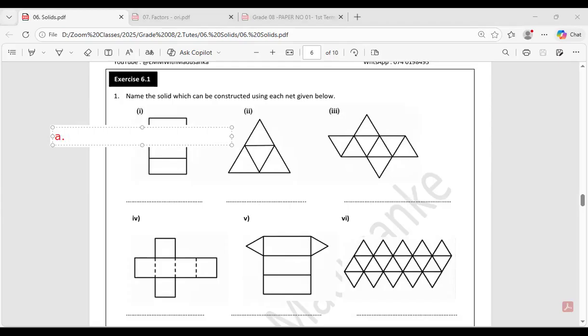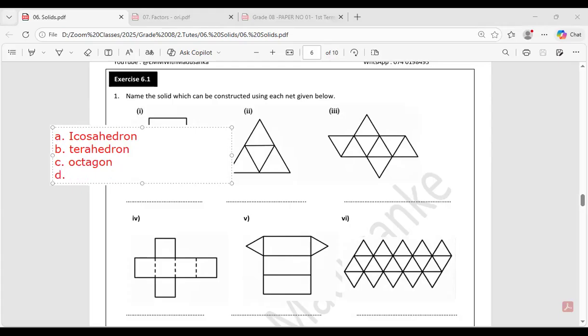A. Sa. Okay, right. I will say B. Tetra. I will say C. Octagon. I'll say D. Triangular prism. I will say E. Today don't write. Look at the screen. Screen area. I will say Q.